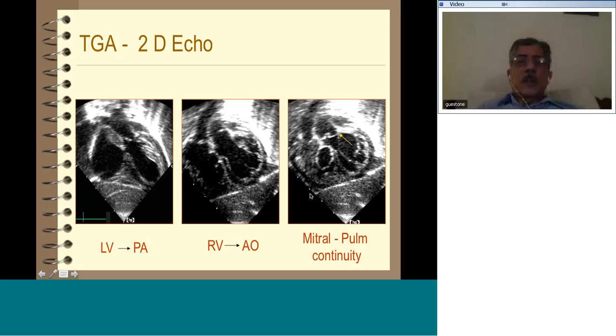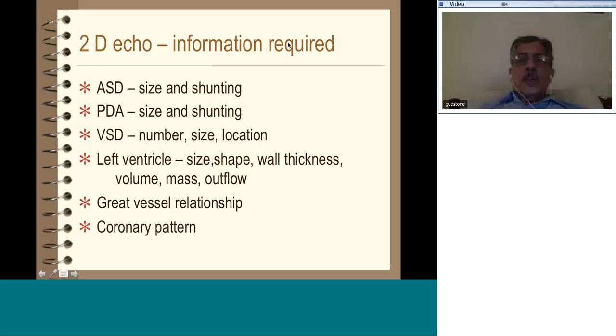So what is the information that the surgeon requires, and which, as the cardiologist, you need to provide for the surgeon? Importantly, if you go sequentially, you need to see the presence or absence of an ASD, its size and shunting. The PDA, again, its size and shunting. Is there a VSD, is it single or multiple, and what's the size and location? And then a good assessment of the left ventricle.